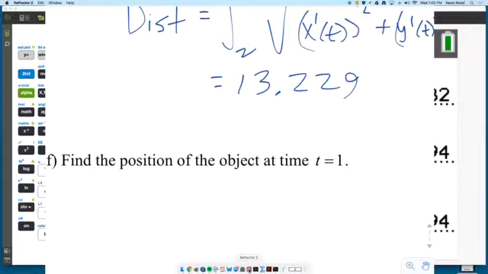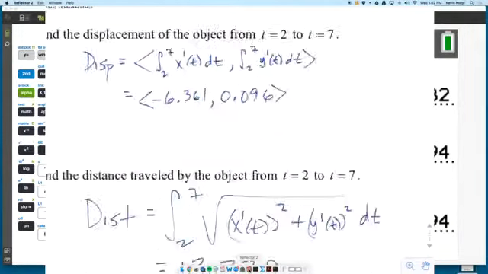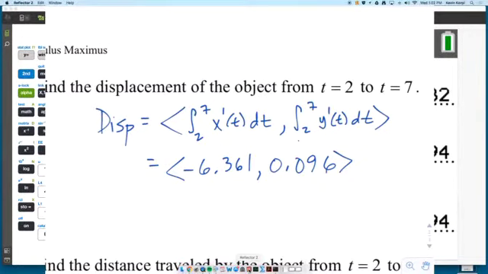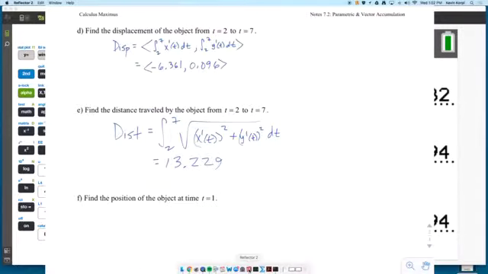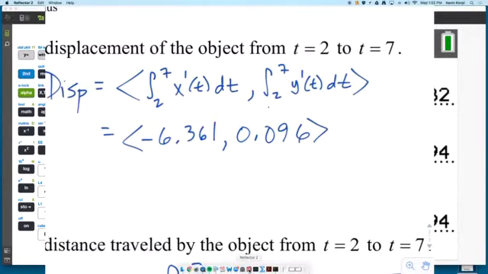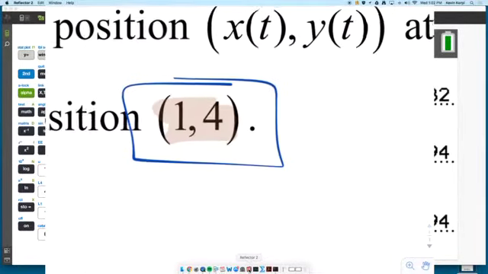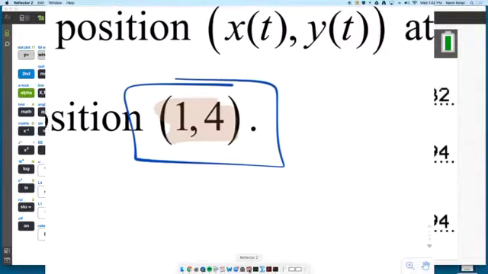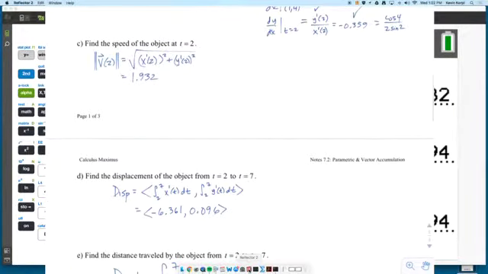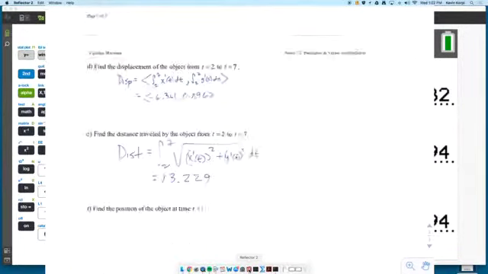All right, find the position. So everything leads up to this. Find the position at t equals 1. So where something is at any given moment is a function of where it started plus its displacement, right? We already found the displacement of the horizontal and vertical up here. All we need to do to get part F is to add to each of those displacements the what? The starting position, right? Which x started at 1 and y started at 4. Because those do integrate from 2 to 7.